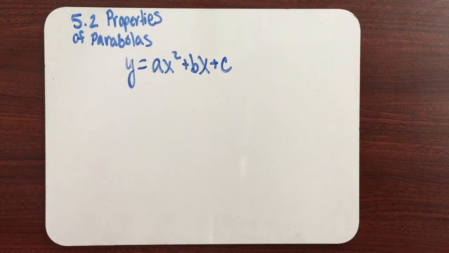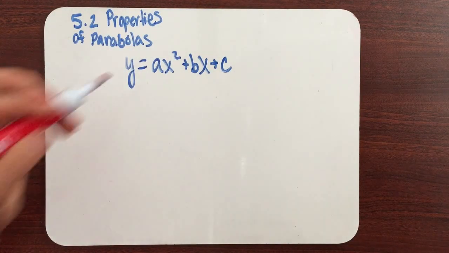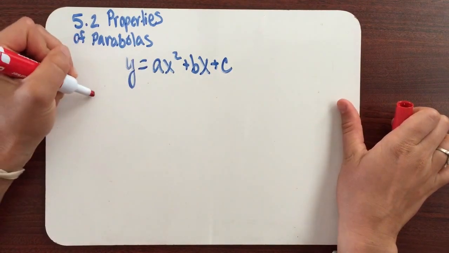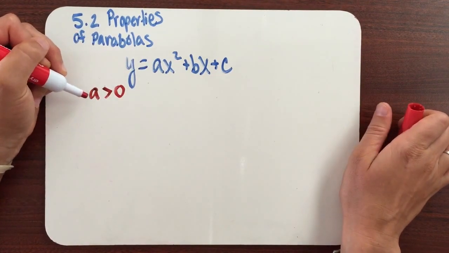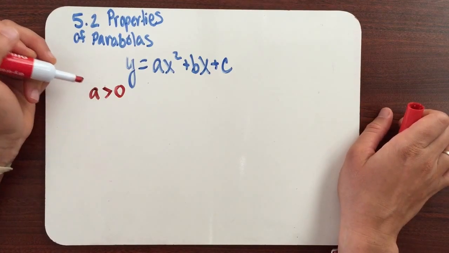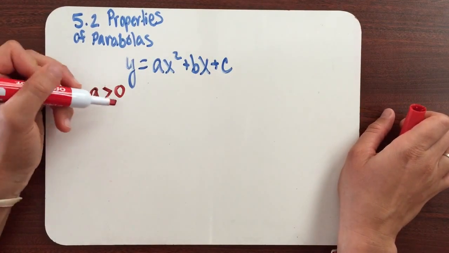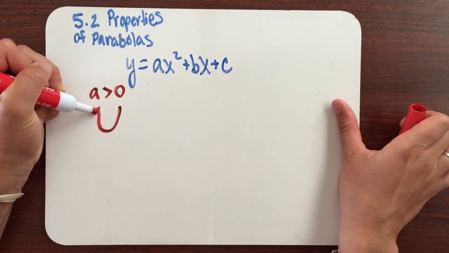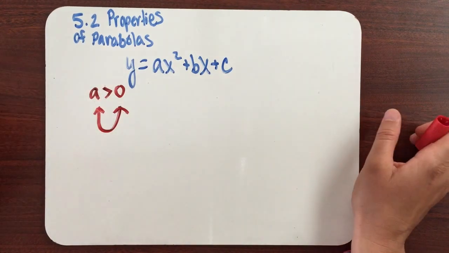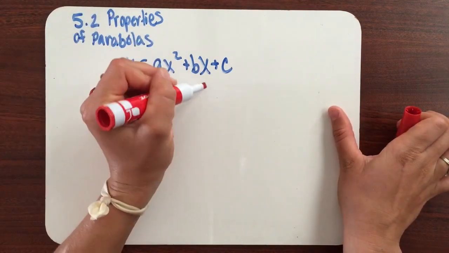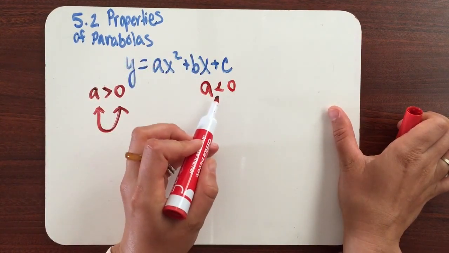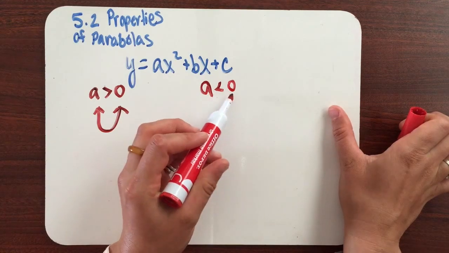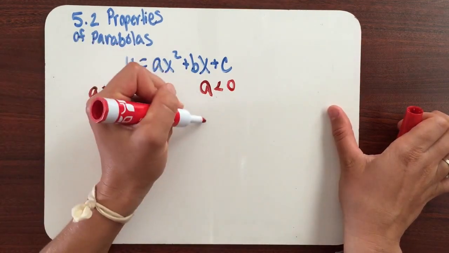So when the value of a, the number in front of x squared, is positive, a greater than 0 means positive, because any number greater than 0 is a positive number. If a is positive, then the parabola will face up. If a is less than 0, a less than 0 means negative, because any number less than 0 is a negative number, then it faces down.